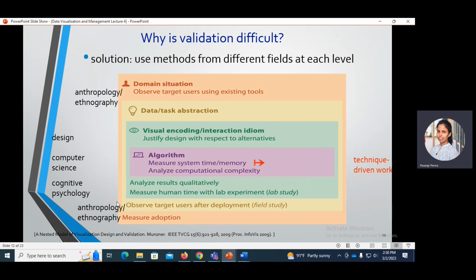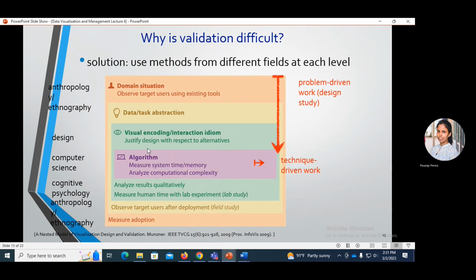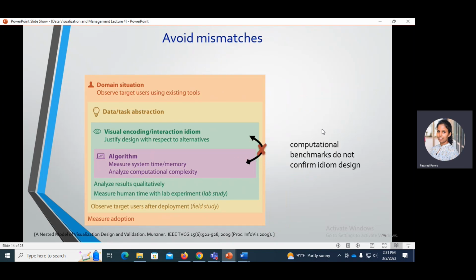And for anthropology or ethnography, sometimes we have to observe target users after the deployment, so that is a field study, and also measure adoption. And again, why is validation difficult? For the solution, from top to bottom, we have the problem driven work, design and so on, and then at the algorithm level, we have technique driven work. So these are the two work types which we have: one is problem driven work and the other one is technique driven work.